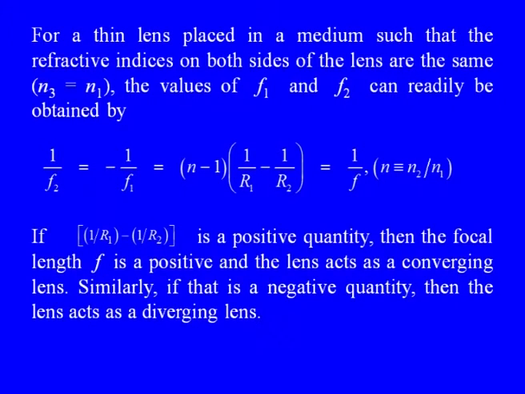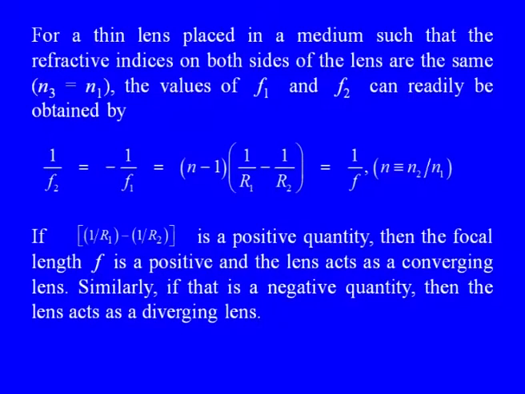are the same, that is n3 is equal to n1, the values of f1 and f2 can readily be obtained by this relation. 1 upon f2, naturally in this case, is equal to minus 1 upon f1. I mean, they are equal in magnitude, there is a sign difference because one focal point is on the left, the other is on the right. So, this is equal to n minus 1, where n is the refractive index of the material of the lens relative to the medium outside, multiplied by the factor 1 upon r1 minus 1 upon r2.